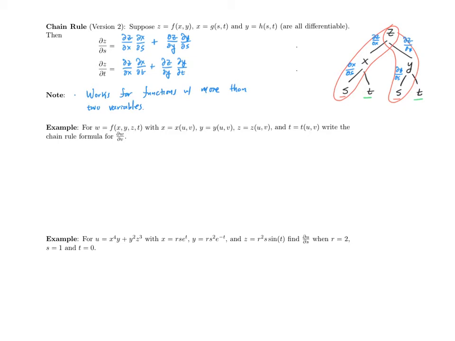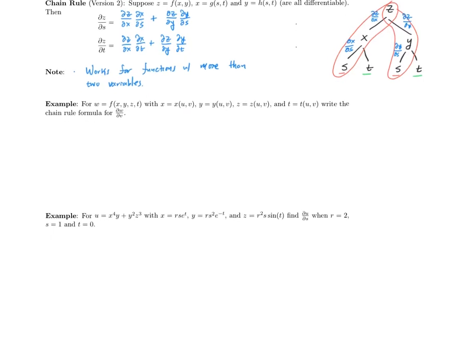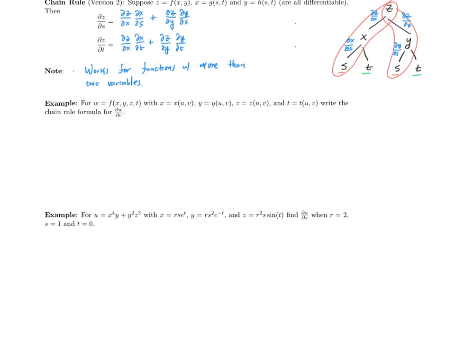So let's explore several examples dealing with this version 2 of the chain rule. For the first example, what we would like to do is for the function f, depending upon x, y, z, and t, we'll call this w for convenience, with those variables x, y, z, and t all depending upon u and v, write down the chain rule for the partial of w with respect to v.